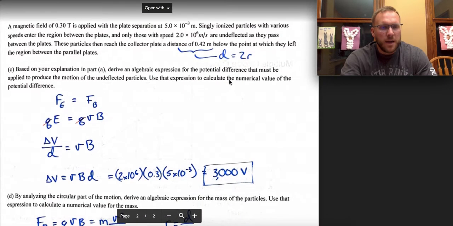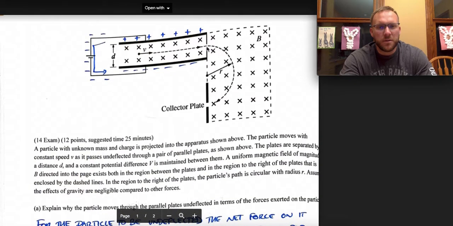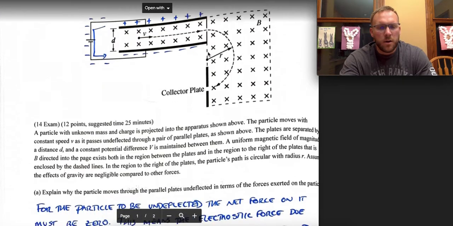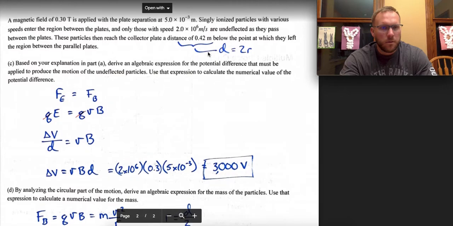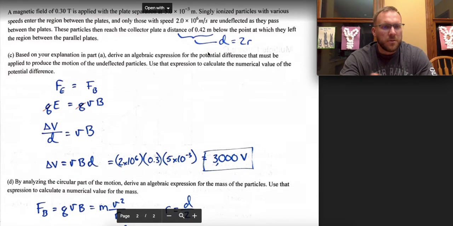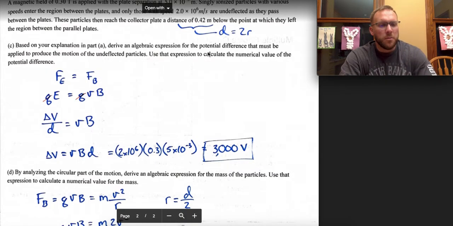The second part then asks you to do a few calculations of the different components. The big thing it tells us is the particles reach the collector plate a distance of 0.42 meters below the point where they left. So the big thing to point out is this is the diameter of a circle, so that's 2r, in terms of the geometry of the circle. The first part wants you to find the potential difference between the plates. If the electric force and the magnetic force equal each other, we have charge times electric field equals QvB. The charges go away. We can then replace electric field with potential difference divided by distance, which equals vB. I can solve for the electric potential there and get 3,000 volts.